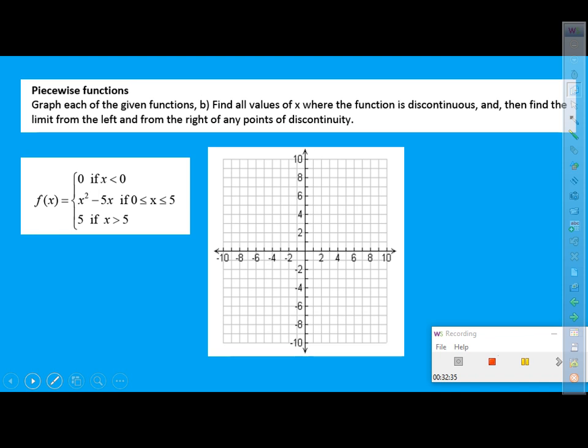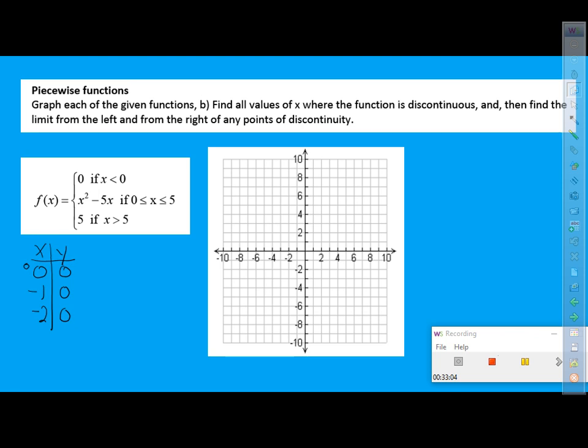Once again, 3 pieces. I'll try to pick the pace up. I'm going to set up a little XY chart for it. My y values are going to be 0 if x is less than 0. So in terms of my x, I've got to pick 0 and some numbers less than 0. And I also know since it just says less than 0, there's going to be an open dot. And it says my corresponding y values are 0.